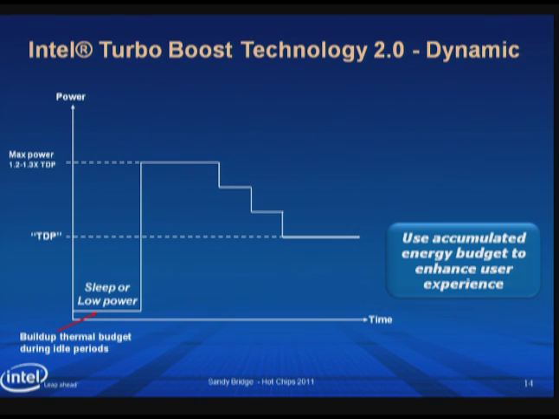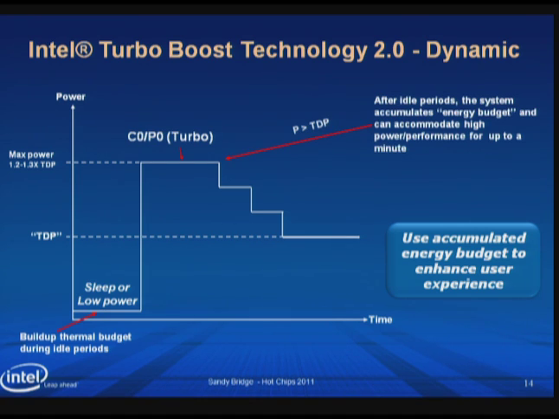Here is how it looks in action. If we were in either C state or ran a very low load application for a long period of time, we have accumulated energy budget, and then when the operating system puts us in a high frequency mode or requests performance, we can jump to the maximum frequency at almost 20 or 30% higher power. This depends on the physical parameters of the system, and we can stay there for some time until the heatsink gets hot.